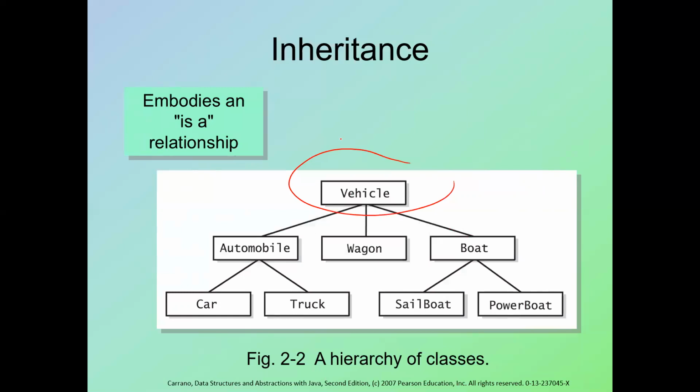Inheritance embodies an is-a relationship. You can only use inheritance to develop a subclass if the subclass is an example of the parent class. So an automobile is a vehicle, right? A wagon is a vehicle. A sailboat is a boat. A truck is an automobile. A truck is also a vehicle. So these inheritance relationships have to be sort of linguistically justifiable.